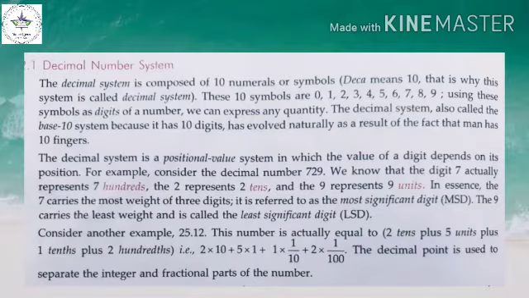The decimal system is a positional value system in which the value of a digit depends upon its position. For example, 729. 7 represents 7 hundreds, 2 represents 2 tens, and 9 represents 9 units. Here, 7 is the most significant digit and 9 is the least significant digit.